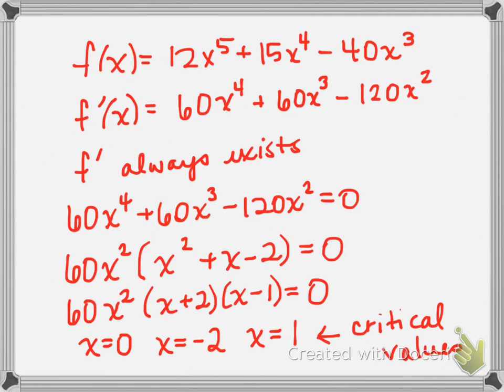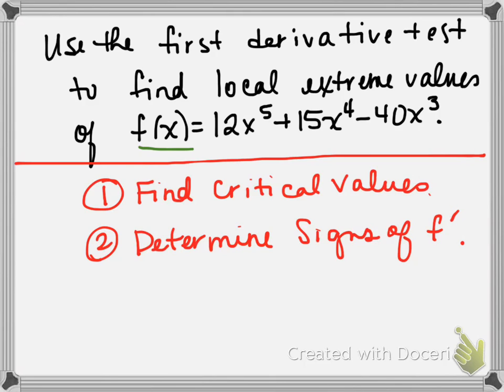Well, we would go back to our original function. Here's our f. To find f of negative 2, we would evaluate the function at negative 2. To evaluate f of 1, to find the local minimum at 1, we would evaluate f of 1. For example, f of 1 is 12 plus 15 minus 40, which is 27 minus 40, or negative 13. That's our local minimum value at x equals 1. And here was our example of the first derivative test.